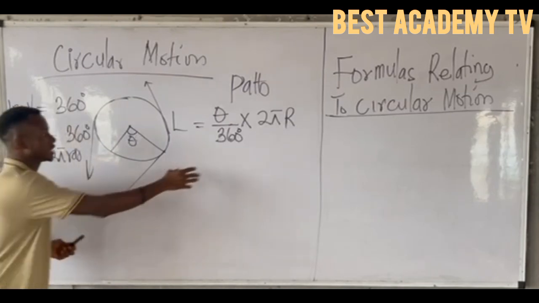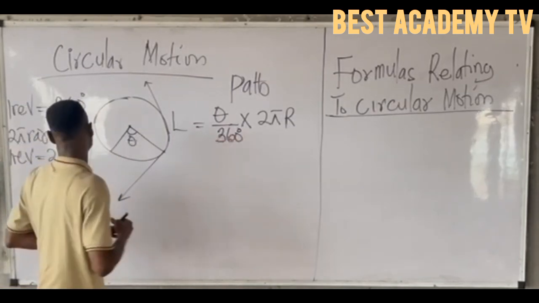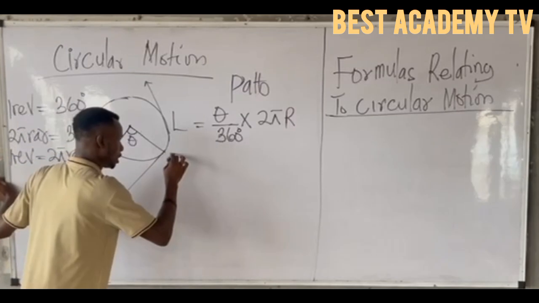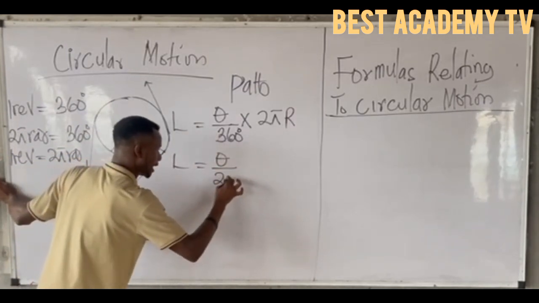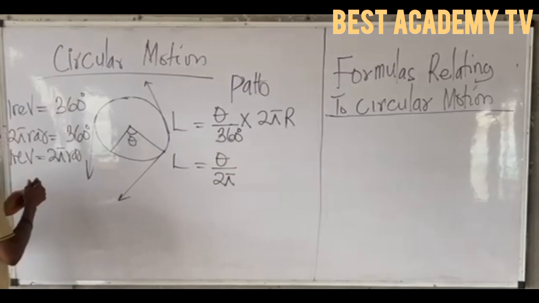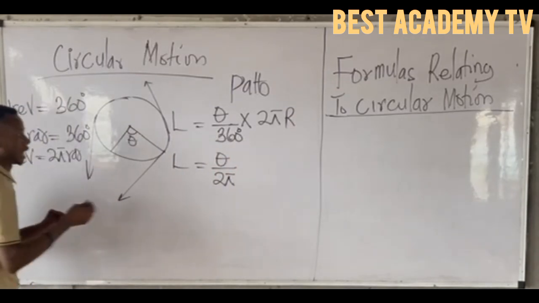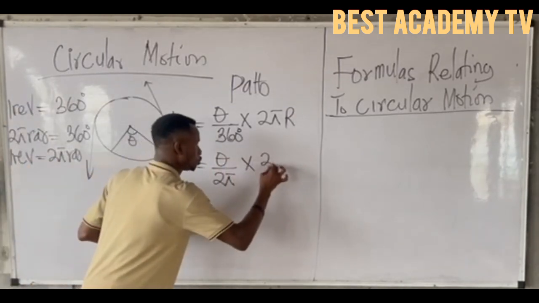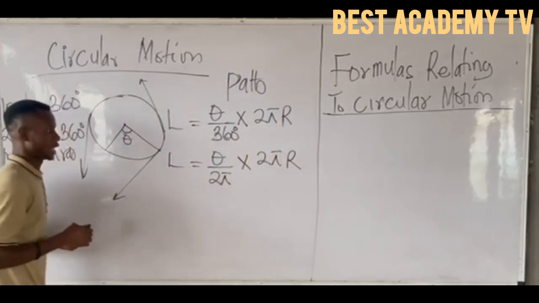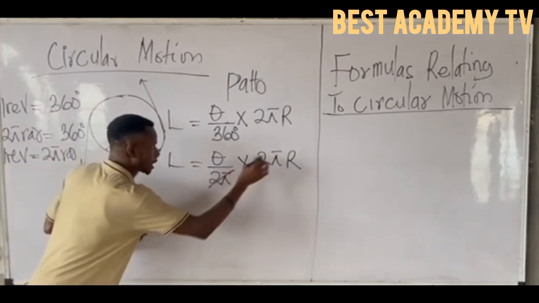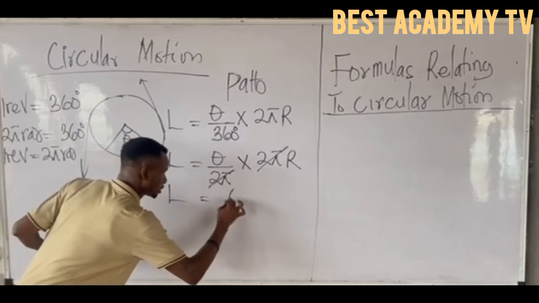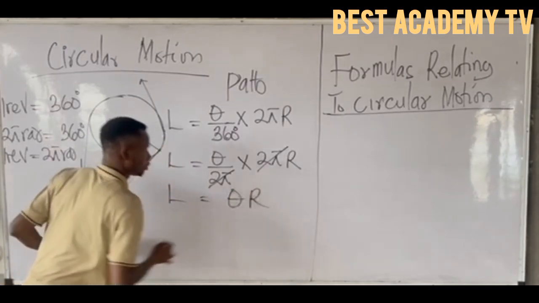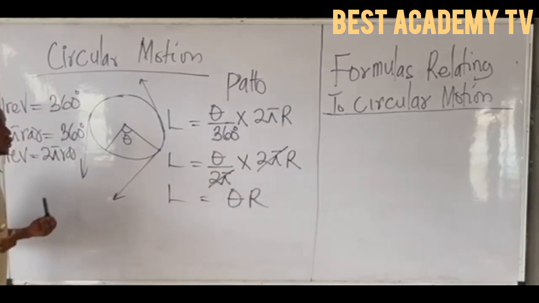So let's convert this down here from degree to rad. So this is going to be L here equal to theta over 2 pi. That means I'm replacing this down here, 360, with radian, times 2 pi r. Alright? Now this guy can cancel this guy here. That means our L here we say to be theta r. Please take it.